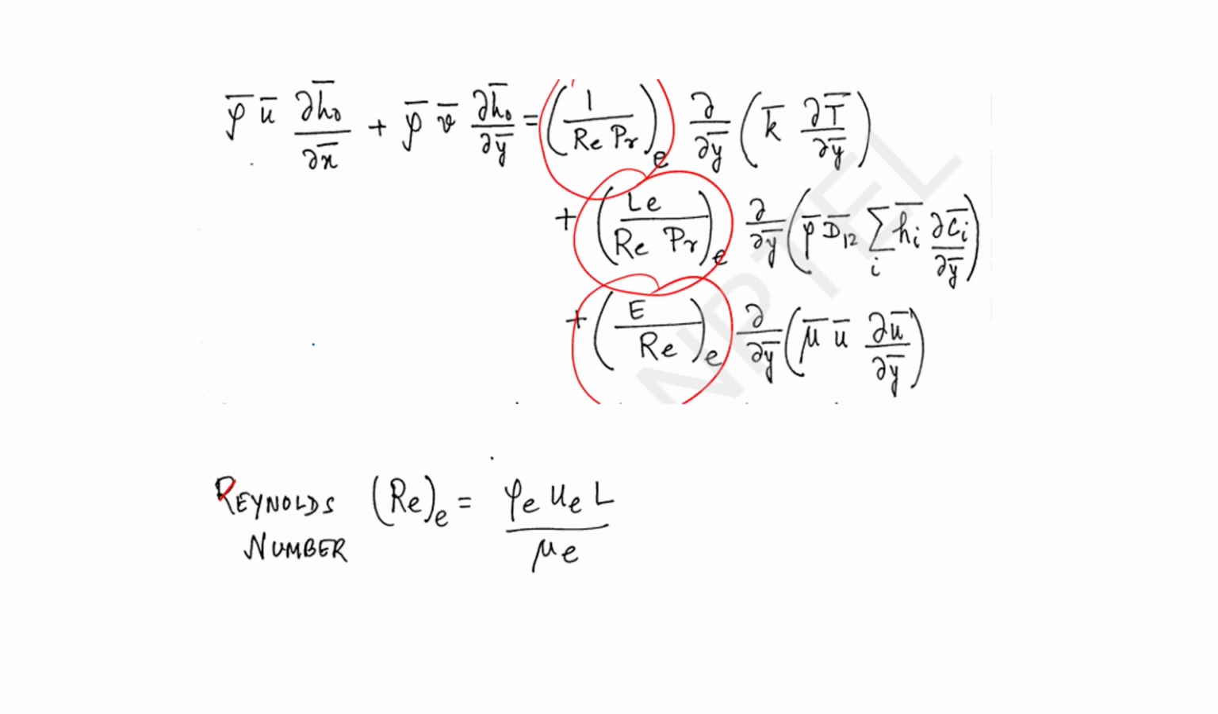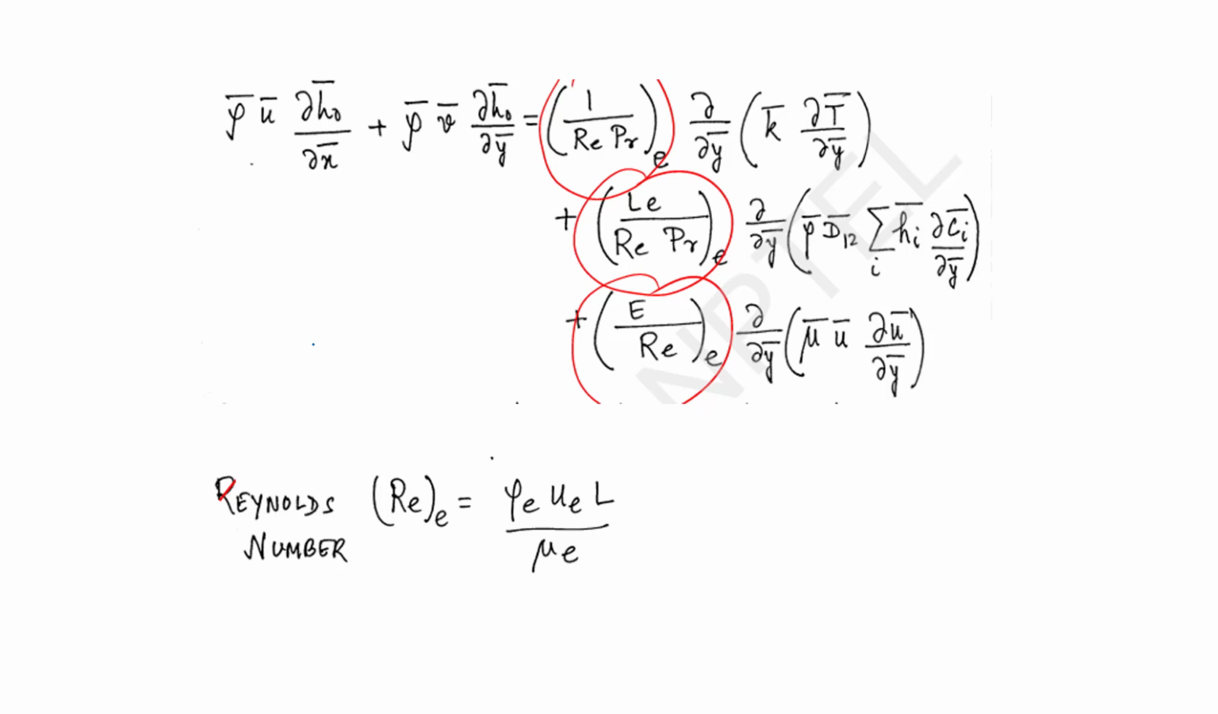So if we write the boundary layer equation for energy, then we will get rho bar u bar dou h naught bar upon dou x bar plus rho bar v bar dou h naught bar upon dou y bar equal to 1 upon Re Pr dou by dou y bar of k bar dou T bar upon dou y bar, plus Le upon Re Pr dou by dou y bar of rho bar D12 bar sigma h_i bar dou c_i bar upon dou y bar, plus E upon Re dou by dou y bar of mu bar u bar dou u bar upon dou y bar.